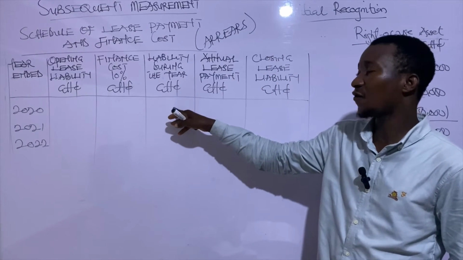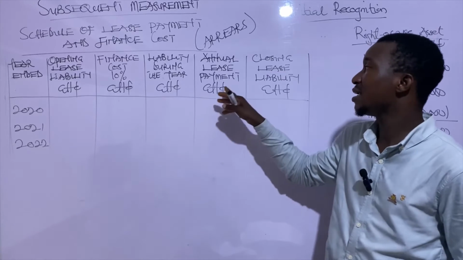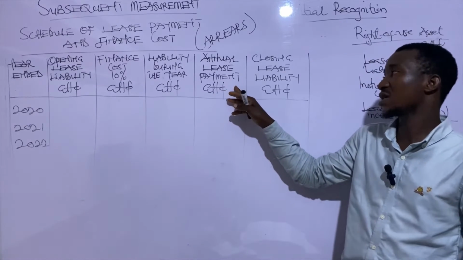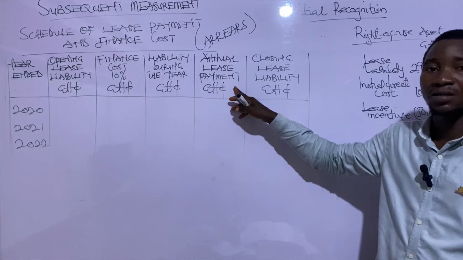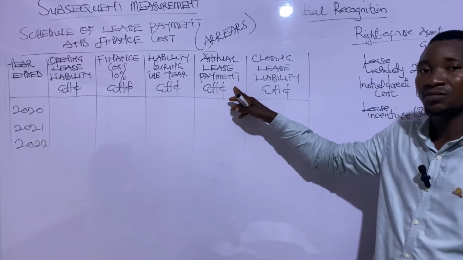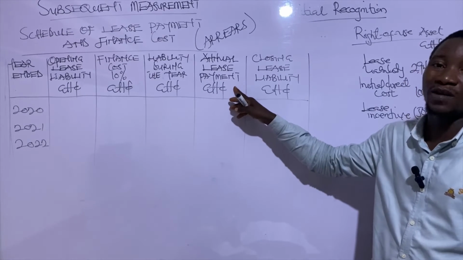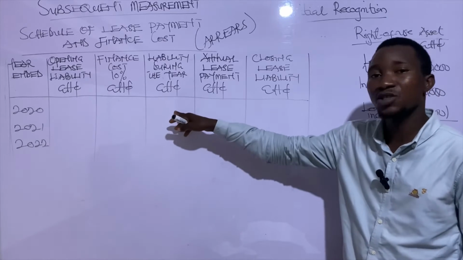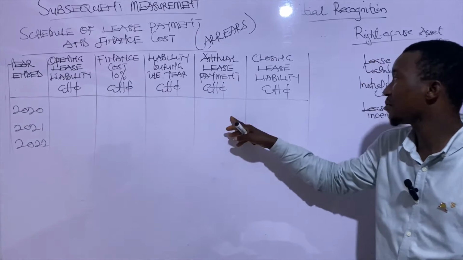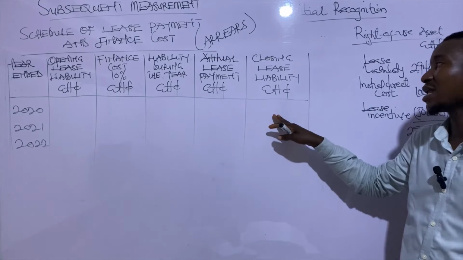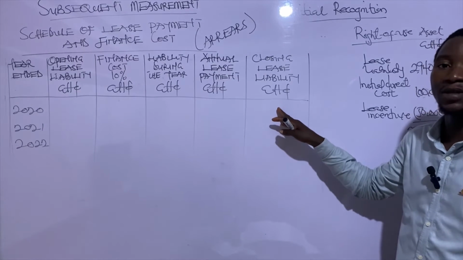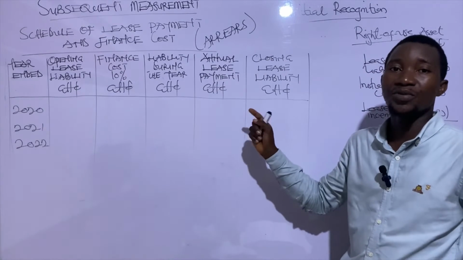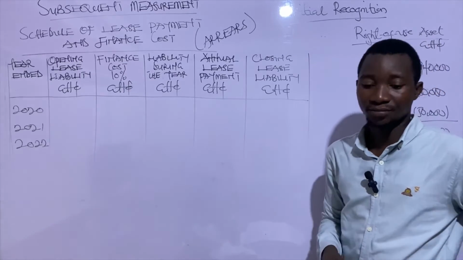Is that okay? After that, we subtract our annual lease payments, the periodic lease payments. Because it is an outflow of cash, we subtract it from the liability during the period. The remaining balance becomes the closing liability, or the closing lease liability. So let's see how we will present this subsequently.